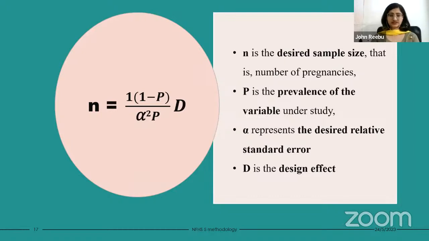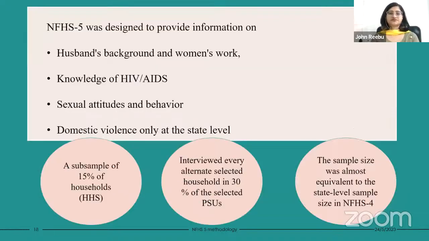So this was the formula that was used for calculating the sample size, where n is equal to 1 into 1 minus p by alpha square p into d, where n is the desired sample size and p is the prevalence of the variable. Alpha is the desired relative standard error, and D is the design effect. They have taken 1.29 as a value for the design effect.